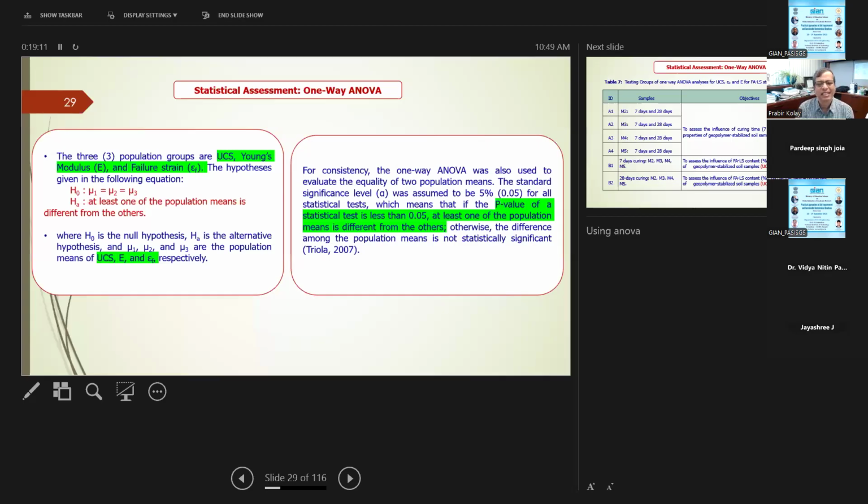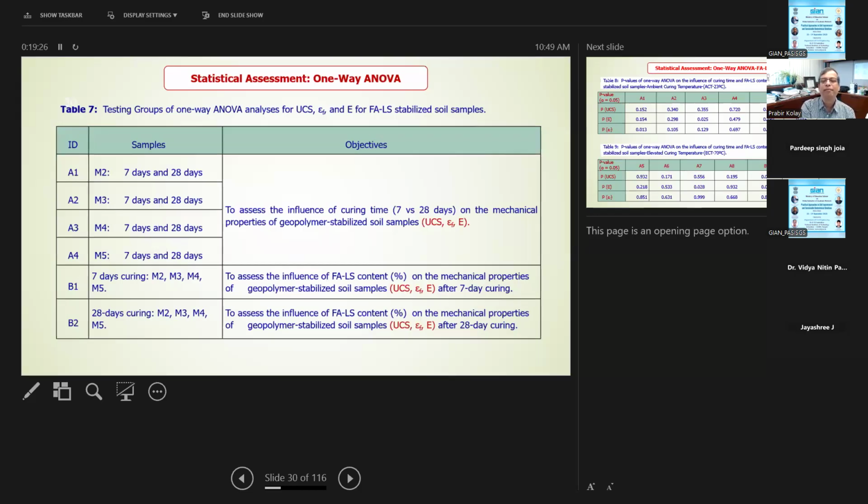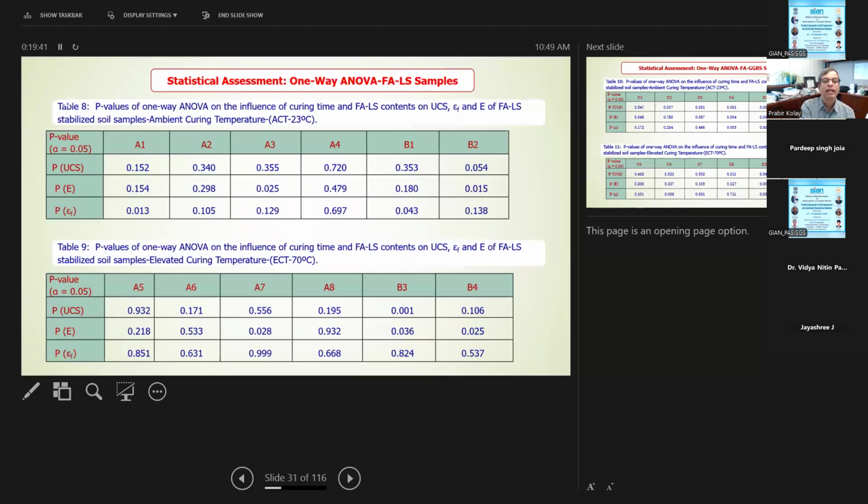The statistical analysis was conducted using ANOVA on UCS, Young's modulus, and failure strain, and the calculated p-value is less than 0.05, meaning at least one of the population means is different from the others. These are the values for the different soil samples, as I mentioned earlier, M2, M3, M4, with the UCS, failure strain, and modulus of plasticity calculated. Obviously, we also studied the influence of curing and of temperature.